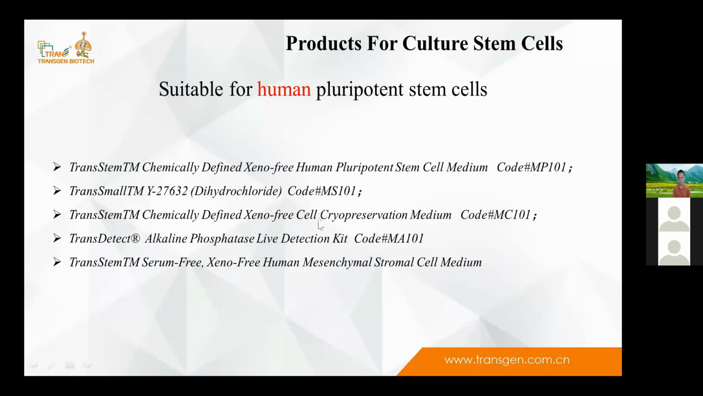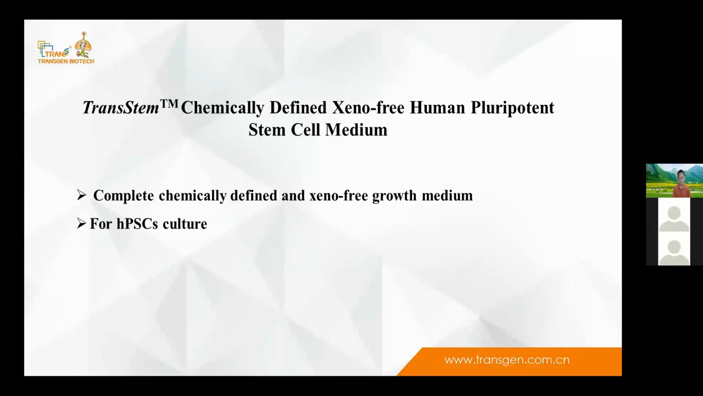And the other one, we have cryopreservation medium to store the stem cells or normal cells in liquid nitrogen. And also we have AP live detection. With this, we can determine whether or not the cells have differentiation potential. So we will focus on these two very important media.